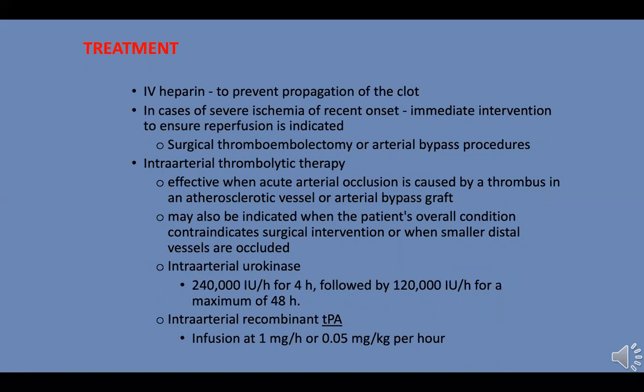Intraarterial thrombolytic therapy is effective when acute arterial occlusion is caused by a thrombus in an atherosclerotic vessel or arterial bypass graft. It may also be indicated when the patient's overall condition contraindicates surgical intervention or when smaller distal vessels are occluded. You can use intraarterial urokinase or intraarterial recombinant tPA.